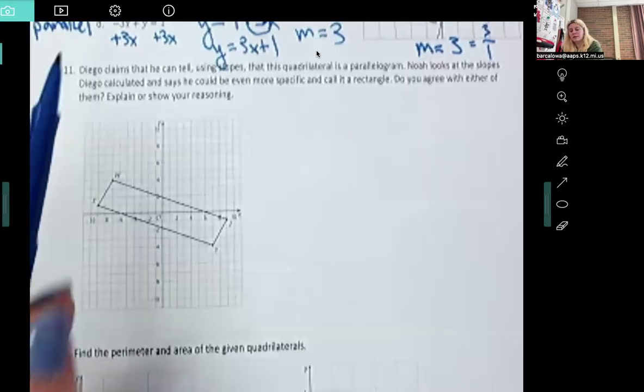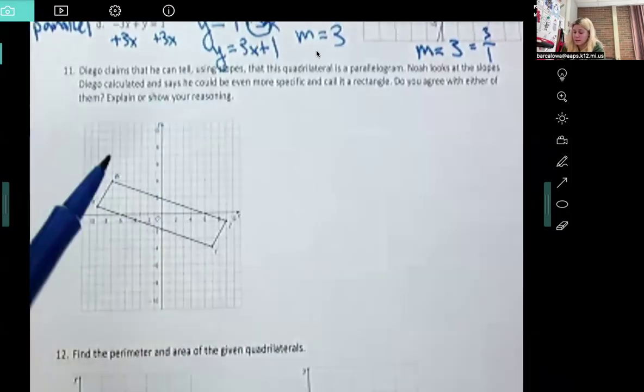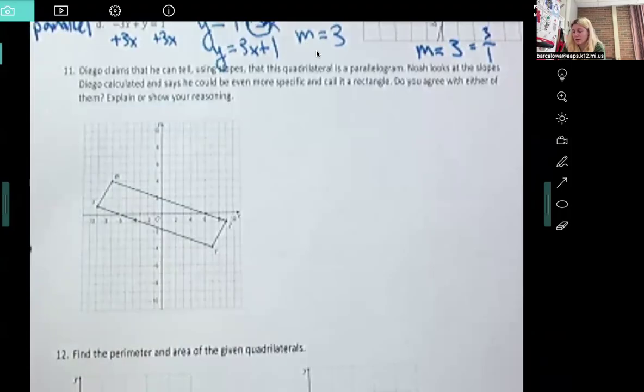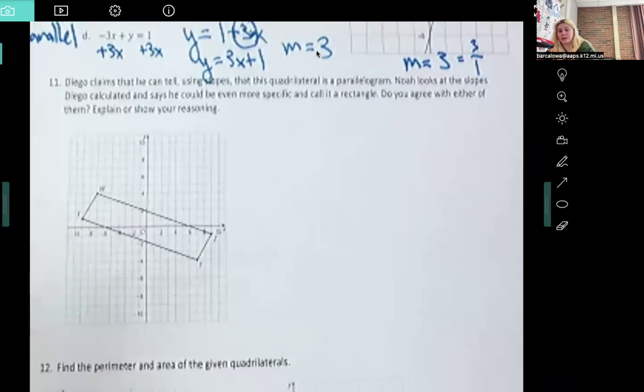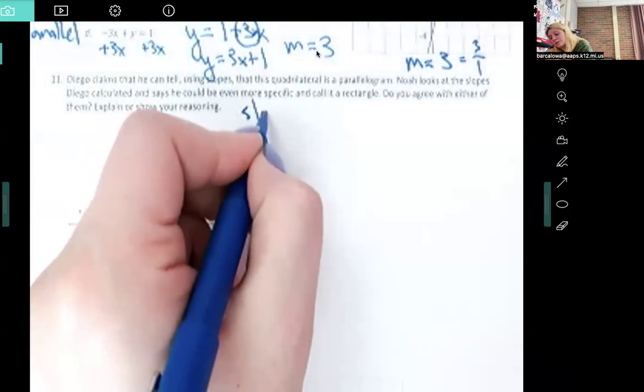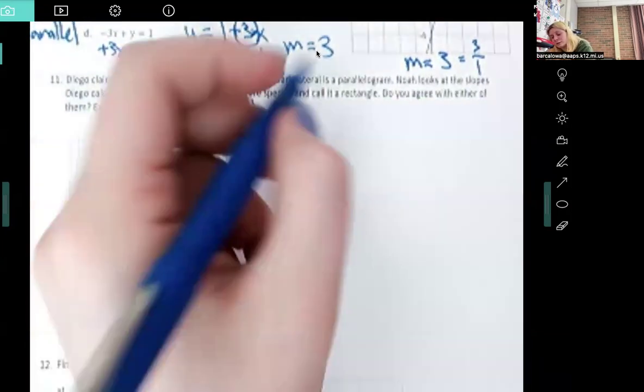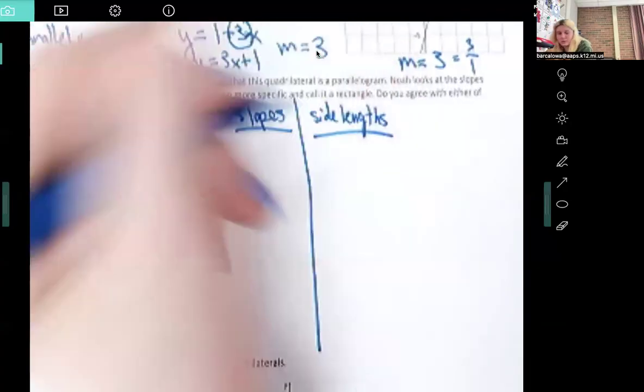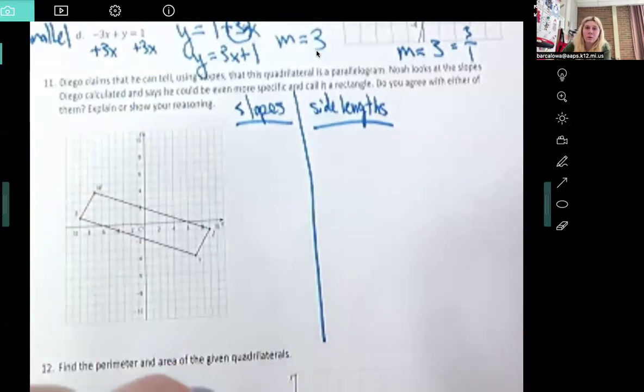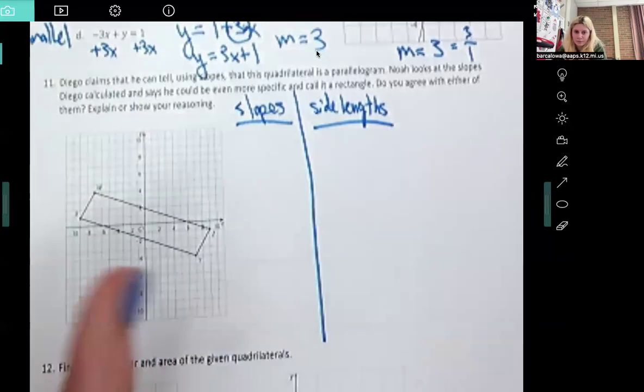Okay. Diego claims that he can tell using slopes that this quadrilateral is a parallelogram. Noah looks at the slopes Diego calculated and asks, hey, you can be more specific. That's a rectangle, man. Do you agree with either of them? Explain or show your reasoning. So we need to find our slopes and also the side lengths. Okay, those two features are what makes quadrilaterals different from each other.